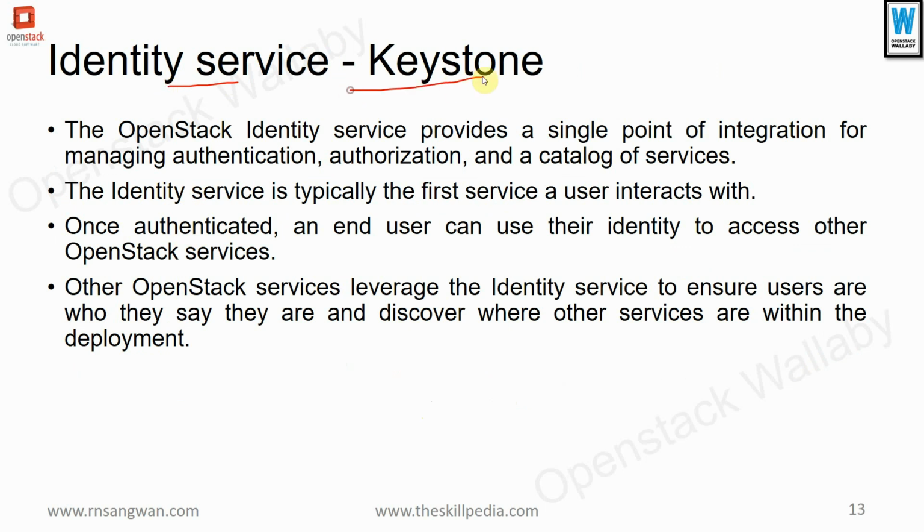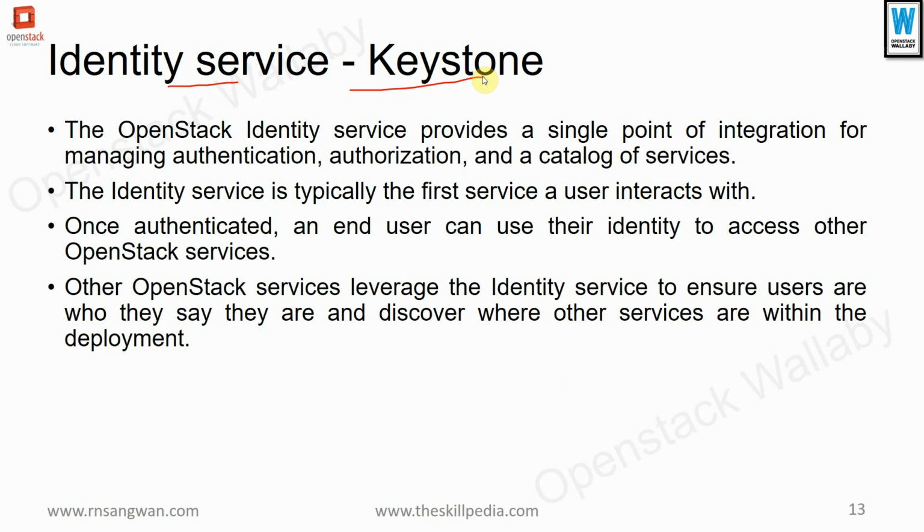Identity service, Keystone. The OpenStack identity service, that is Keystone, provides a single point of integration for managing authentication, authorization, and catalog of services. In fact, before you start configuring any service, you will be creating the records in the Keystone identity service for that service, and that is going to be mandatory.